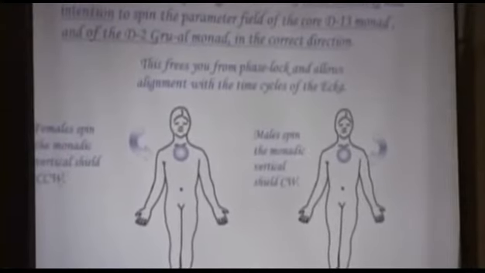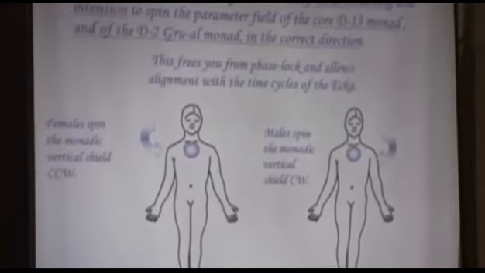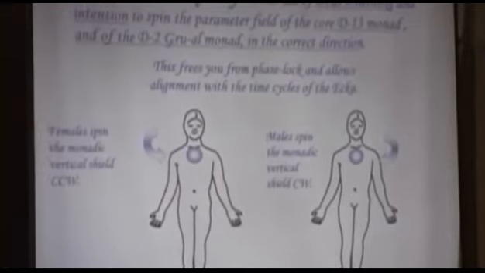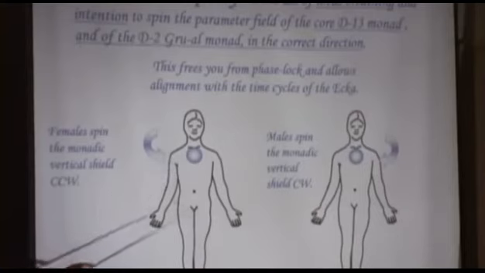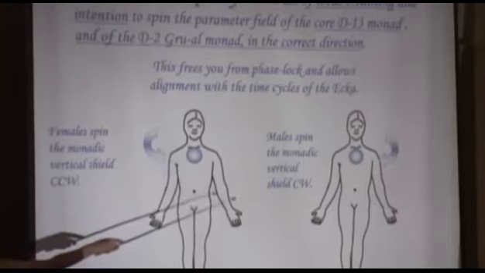Heliopathy technique. And this is using lotus breathing and intention to spin the parameter field, which is the vertical shield, which is the Rishiak shield, which goes with the monad, of the core dimension 13 monad, and of the dimension 2 Gruel monad, spinning that in the correct direction. Females spin that counterclockwise, and males spin that clockwise.